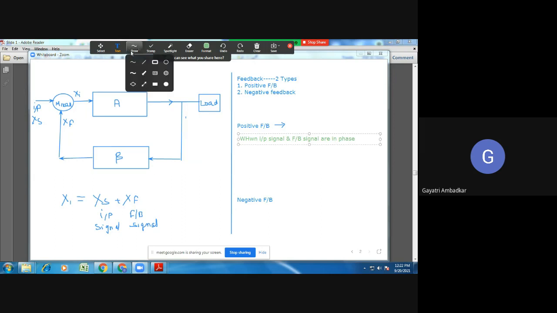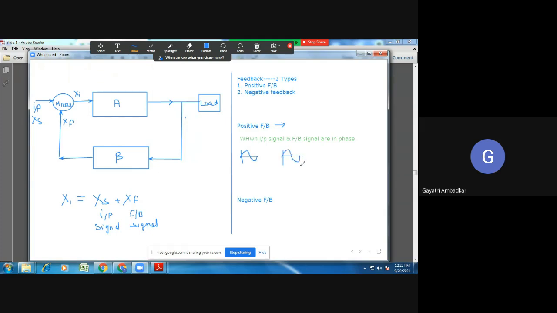Suppose there is no phase shift. If this is the input signal, the feedback signal is also in the same phase. There is no phase shift. So when the input signal and feedback signal are in phase, the feedback is called positive feedback. And when the input signal and feedback signal are out of phase, the feedback is called negative feedback.